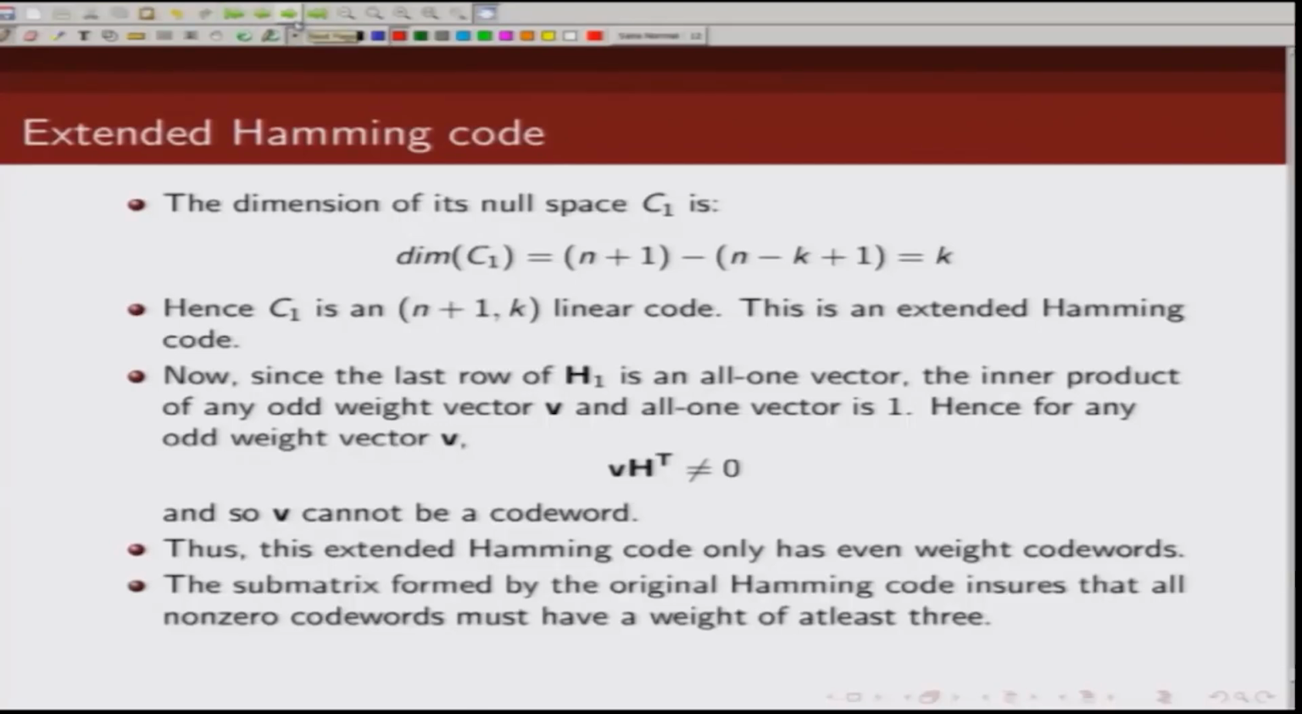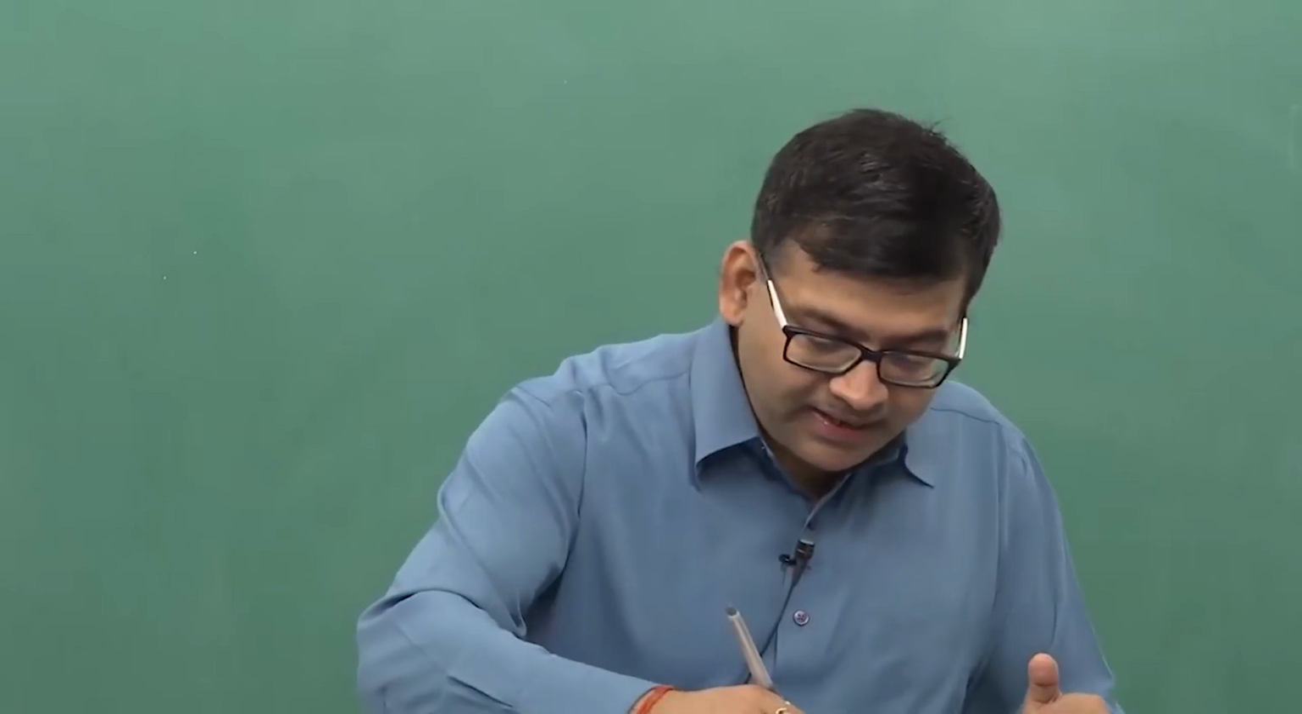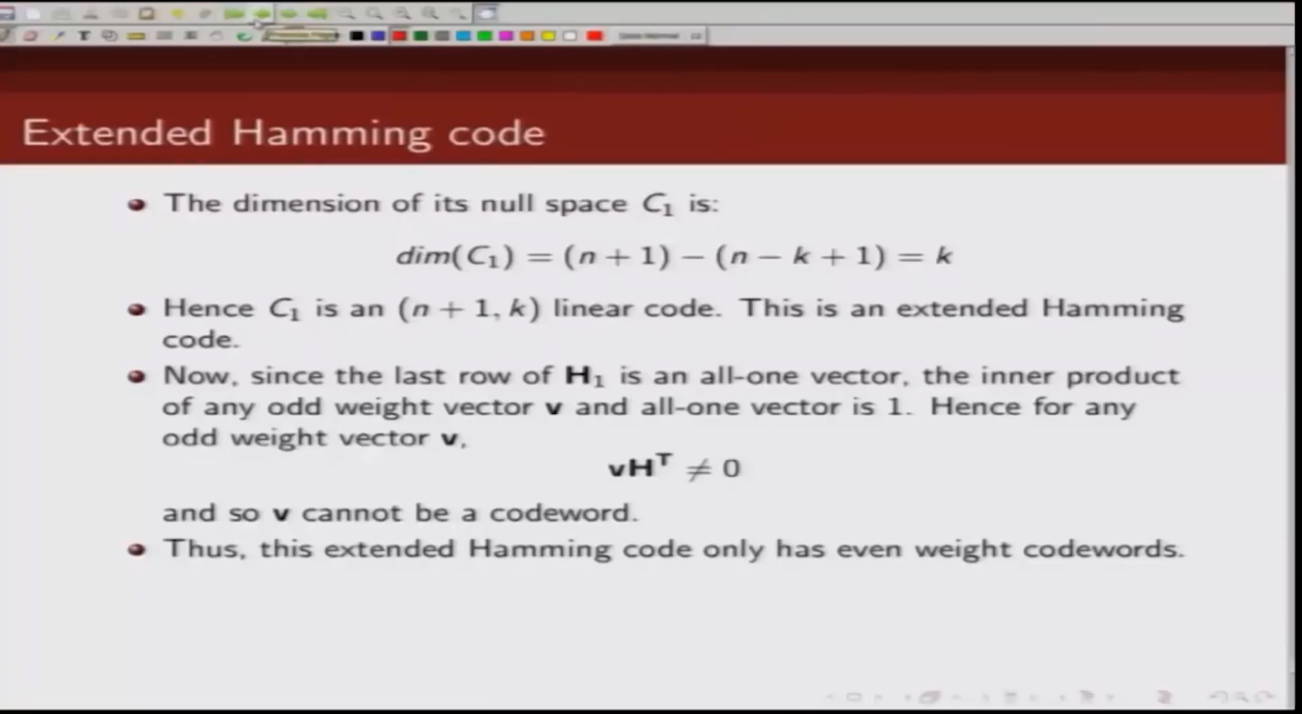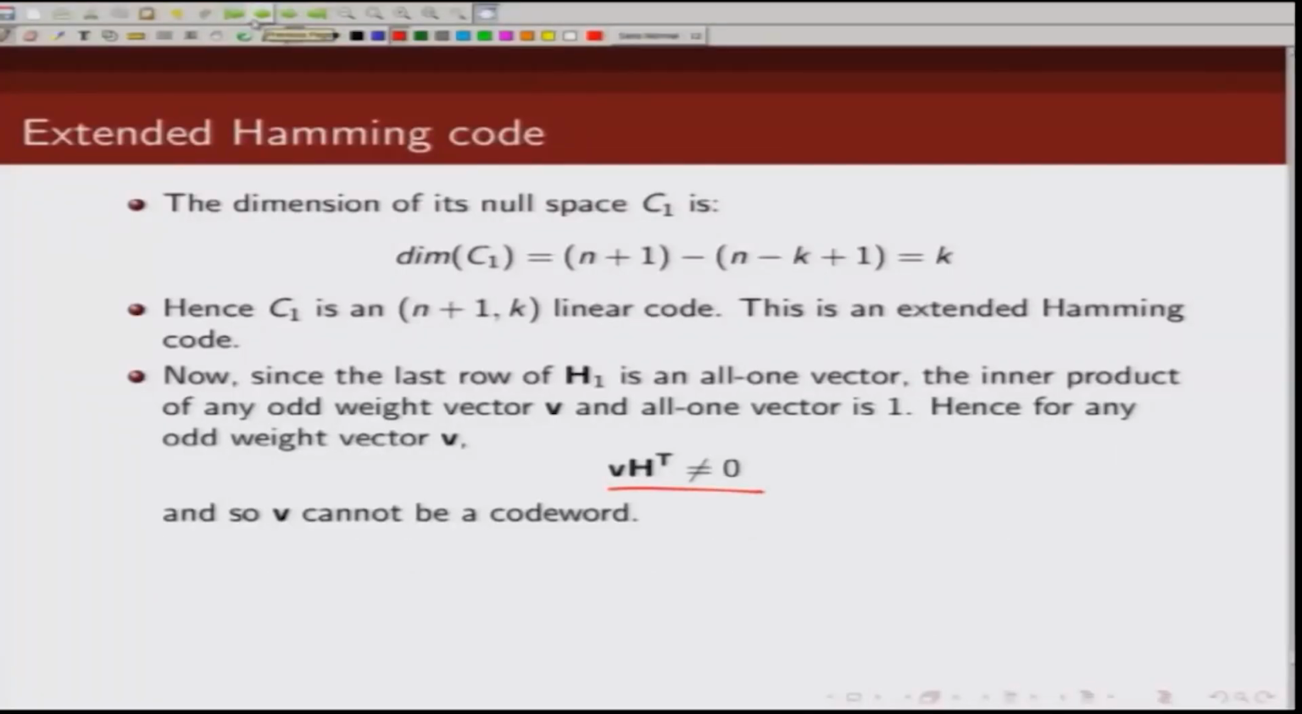Now, please note that the techniques that we mentioned here, extension, shortening, expurgation, are valid for any other linear block codes too. And these are some of the ways in which we can change the code parameters. So, with this we conclude this lecture.